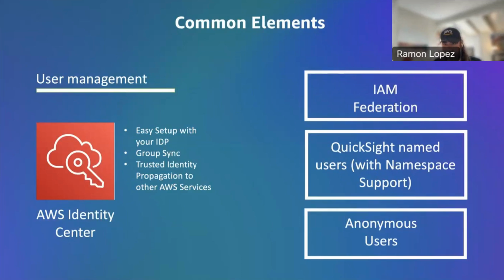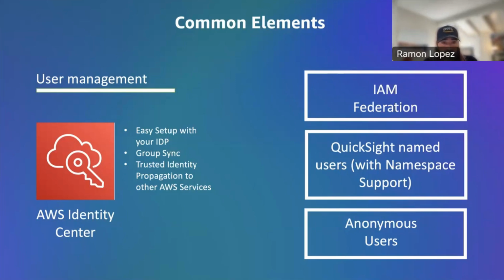No matter what your use case is, you're going to have to consider user management approaches. In user management, we're talking about how you are going to manage users within QuickSight. The recommended approach, and the most common approach that we're seeing trending with our customers, is to leverage AWS Identity Center to help you streamline user management. So what does that bring to the table?